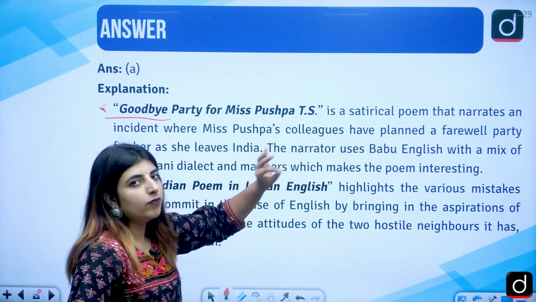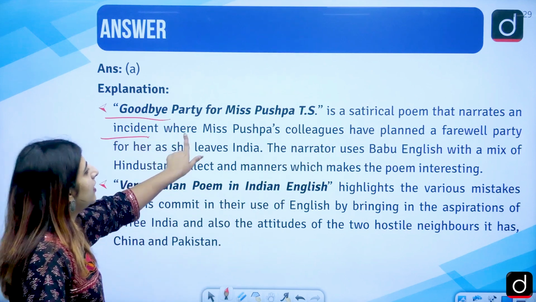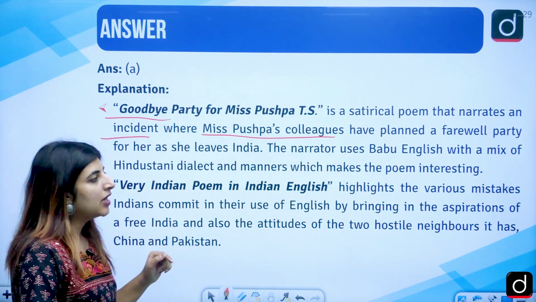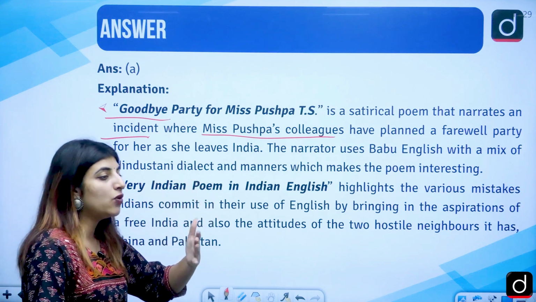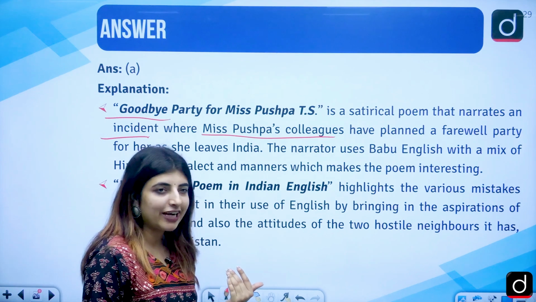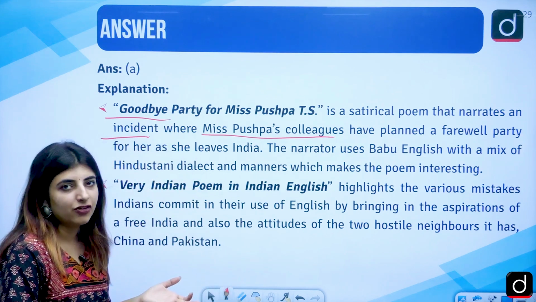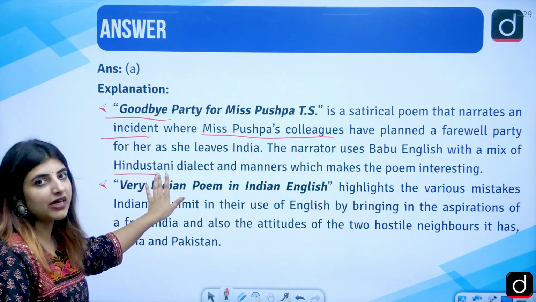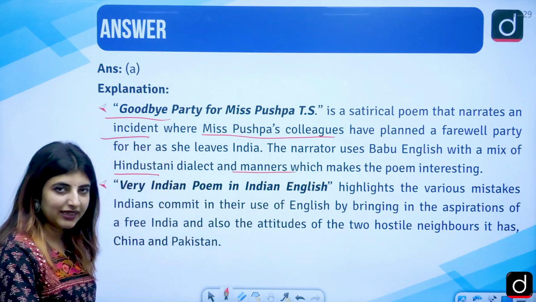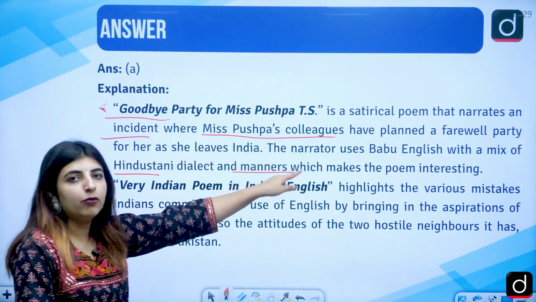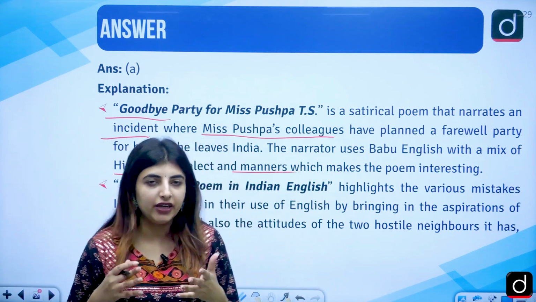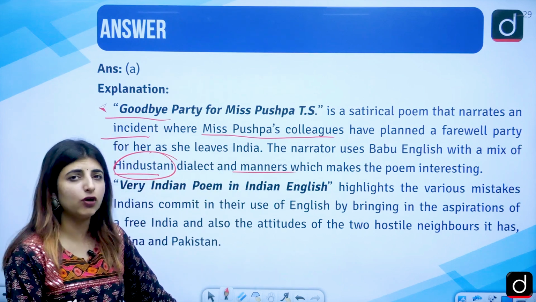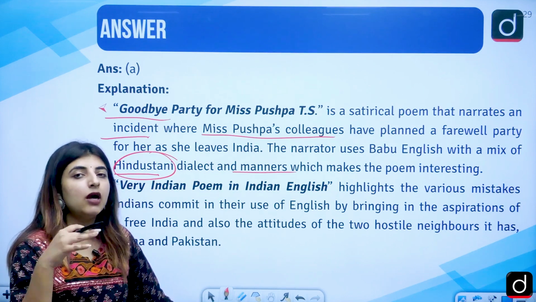First, this is a satirical poem, we have already read, that narrates an incident where Miss Pushpa's colleagues have planned a farewell party for her, as she leaves India. And she was in such pride that now she is leaving India, she is going to live in a foreign land. The narrator uses Babu English. We have read that particular poem and we can see that it has a mix of Hindustani dialect and manners which make the poem interesting to read. So Babu English, of course, is not total English that we really talk about, and it is a mixture of Babu English and Hindustani dialect. Hence, of course, it is a fun way in which English has been portrayed.